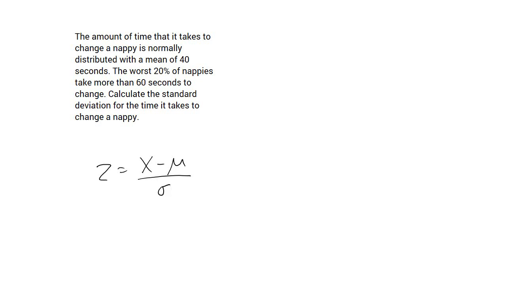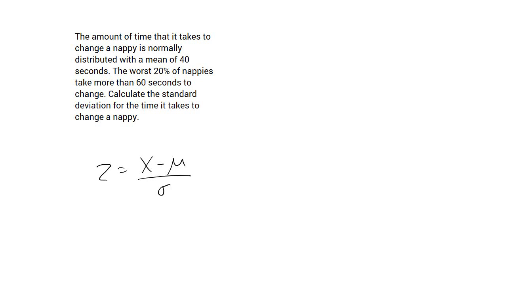X is the value that we're looking at, mu is the mean, and sigma is the standard deviation. Z is a measure of how much above or below the mean it is once it has been standardized. A standardized curve has a mean of 0 and a standard deviation of 1. Let's look at this question.